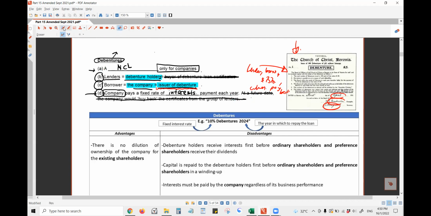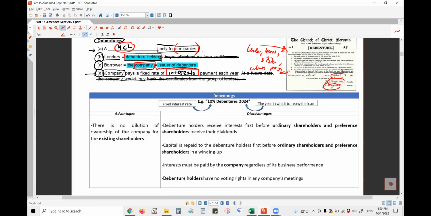So for now, what have you known so far? Debenture is a non-current liability only available to the companies. Lenders are the debenture holders. Borrower is the company. And interest must be paid. Okay, so let's have a look at the table at the bottom here.